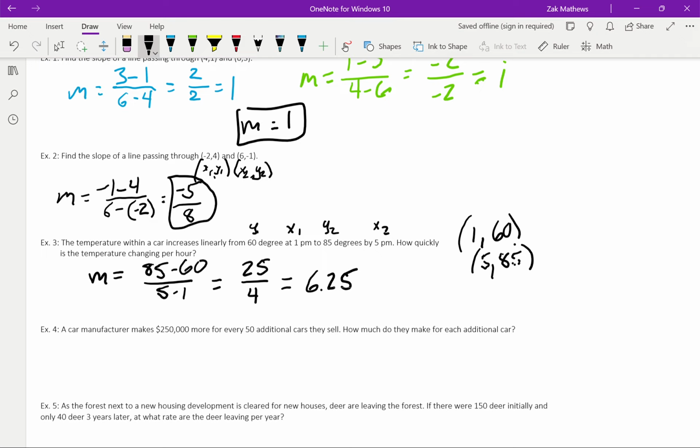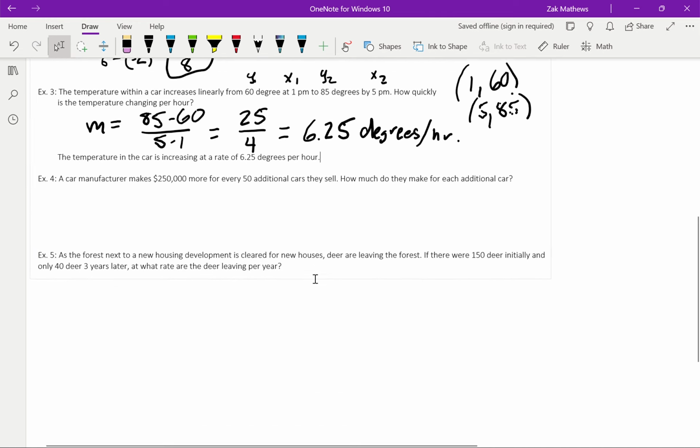I've got to think about my units. And remember, it was temperature per hour. So this would be saying 6.25 degrees per hour. So if I want to answer this in a complete sentence to really explain what this tells me, the temperature in the car is increasing at a rate of 6.25 degrees per hour. And there would be my answer.